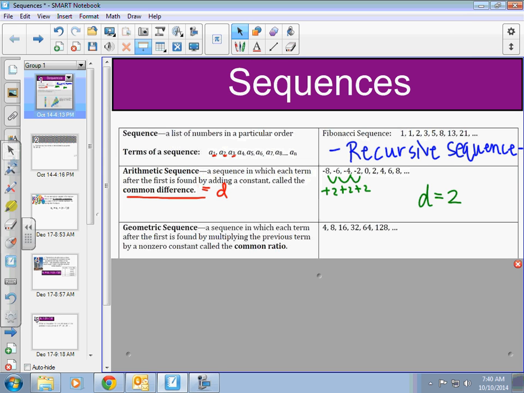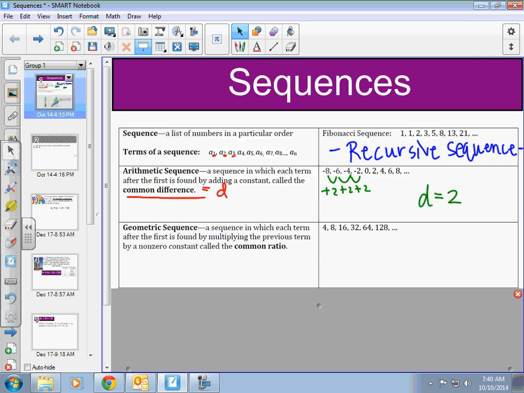Now if I look at a geometric, a geometric is a sequence in which each term after the first is found by multiplying the previous term by a non-zero constant called the common ratio. Common ratio, in order to symbolize that, we use the letter R. So let's look at our geometric sequence here. We have 4, then we have 8. If I see that this would be multiplied by 2 every time, I would notice this is geometric, and my common ratio is 2. So we're basically dealing with arithmetic and geometric, and then we're going to take a look at recursive on the back side.